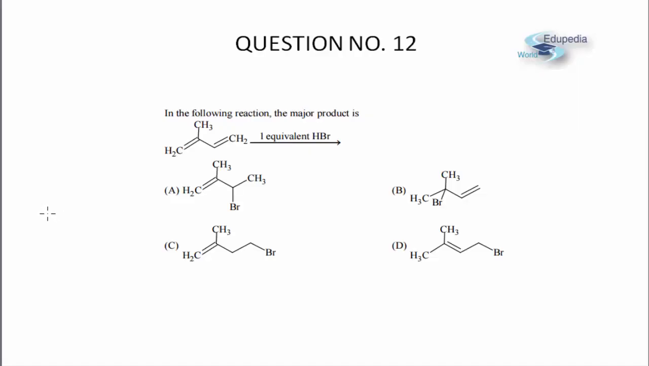Okay students, let us now look at question number 12. Question number 12 is again a very conceptual question from organic chemistry. It relates to addition of HBr to an alkadiene. This is an alkadiene as you can see over here. Now we have been asked to predict the major product of this reaction. Let us try and look at what options we have.